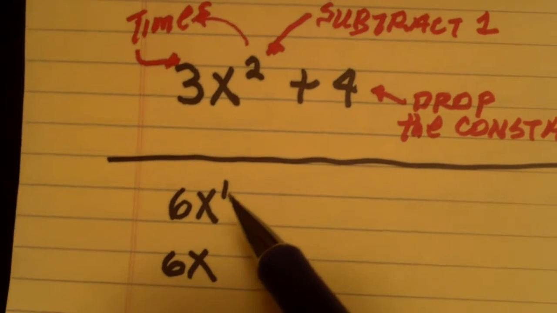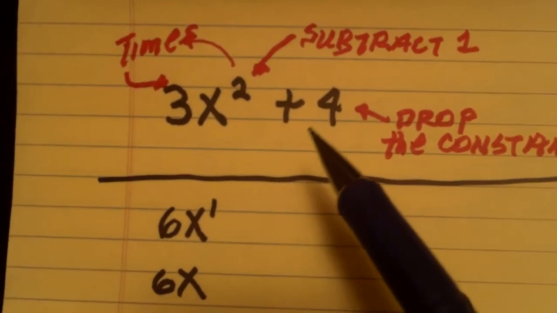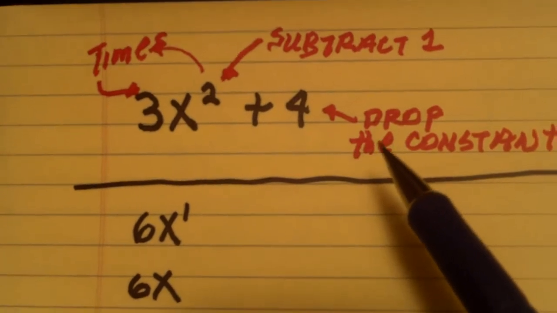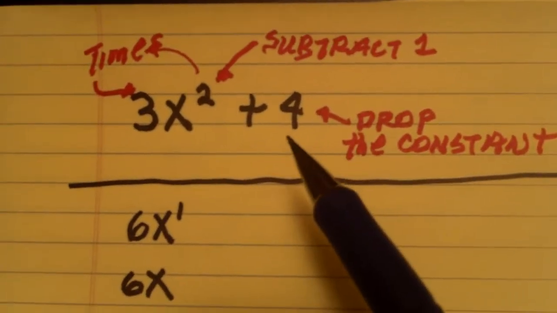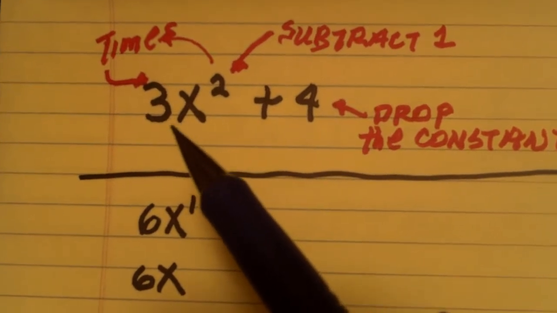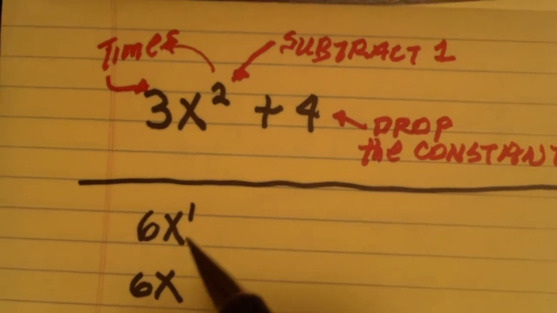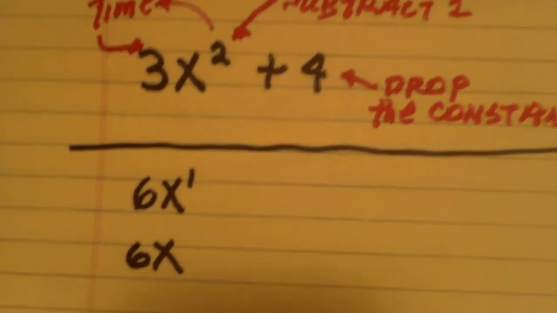And any variable to the 1 power is that variable. And then any constant that I have, I simply drop the constant. So the derivative with respect to x of 3x squared plus 4 is simply 6x.